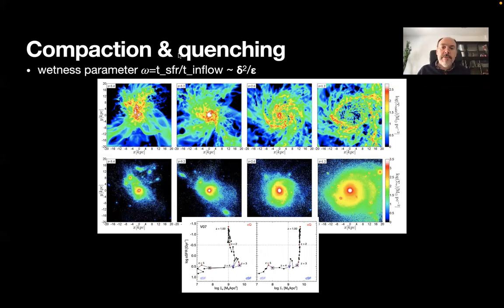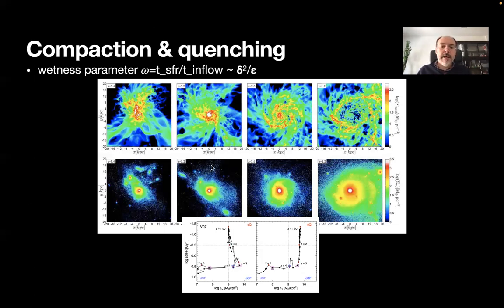In the other scenario, if the inflow timescale is very short compared with the gas star formation timescale, then the gas first goes to the center and then forms stars in the bulge. And this is what we see, the compaction. The compaction is basically driven by the dissipative component of the galaxy. And this parameter depends on two variables. Epsilon is the efficiency of star formation, and delta, the most important one, is the disk mass fraction within a given radius. So if the disk dominates the mass within a given radius, we see disk instability, the inflow of gas to the center and the growth of the central component.